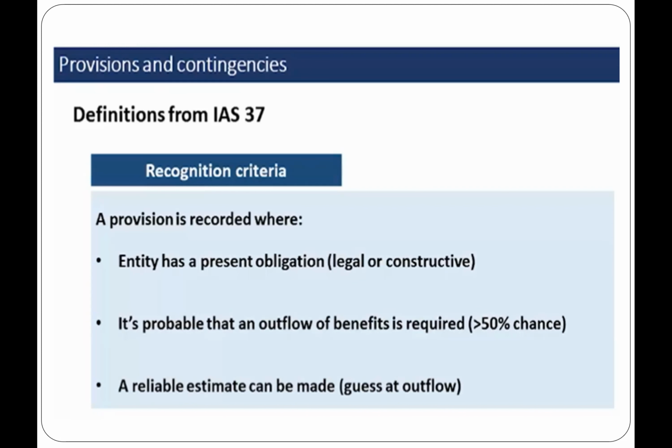So we must have someone in a position of authority telling us that we are actually going to be asked to pay, and the probability is at least 50%. Then a provision is a liability, and a liability is an obligation that must be converted into monetary terms. So the third and final condition is that we must be able to have a reliable estimate of how much we are going to be asked to pay.